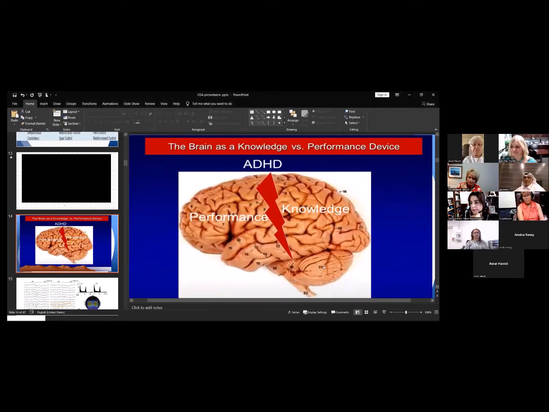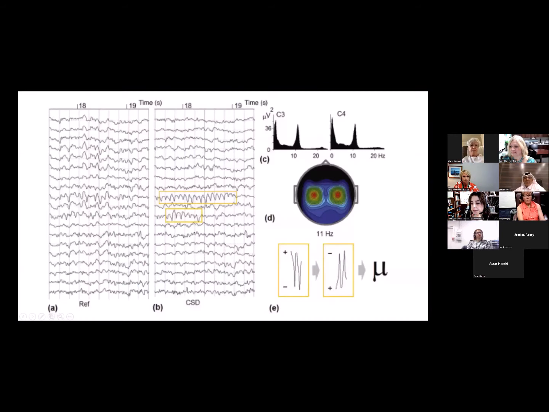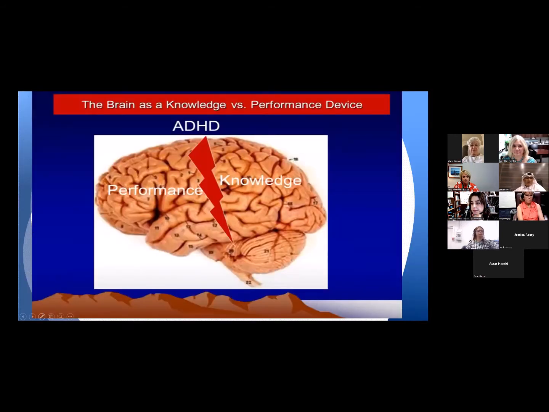Let's minimize this. Okay, now we're going to talk about ADHD in neuroscience. Basically, when we are talking about ADHD, we can divide the brain into two sections: the performance brain, the doing brain, and the knowing brain.